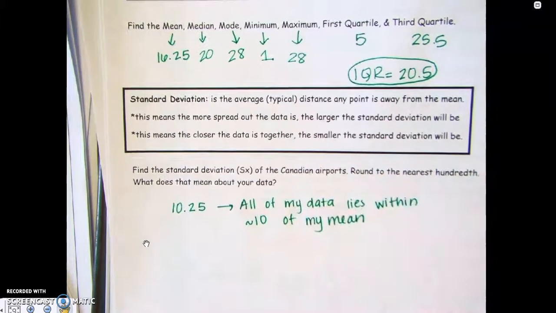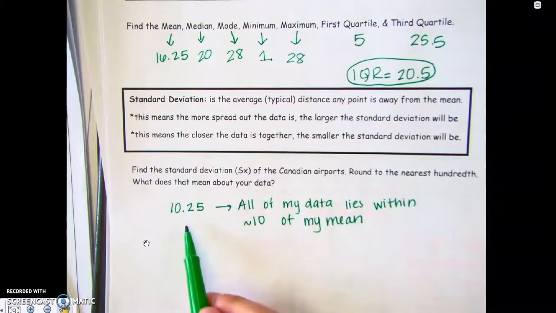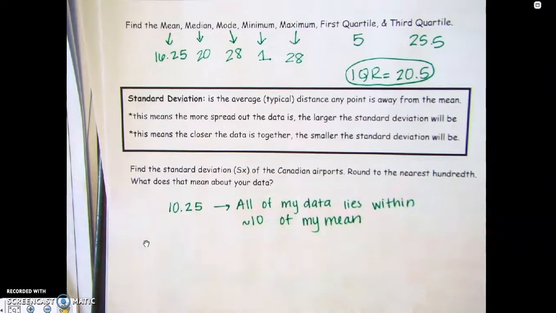So this data is pretty spread out. 10.25 is a relatively big number. That means every point is about 10 numbers away from your mean. So that's what that means. If this number is pretty small, it means your data is going to be really, really close together. If it's really large, that means your data is kind of spread out all over the place.